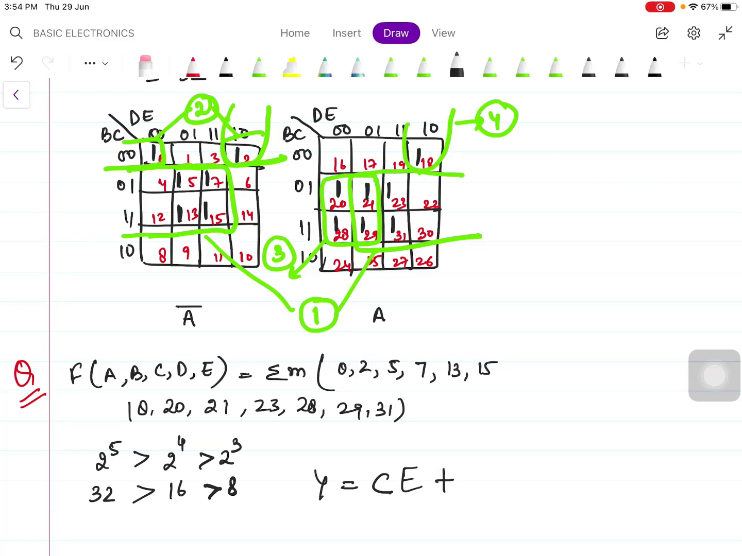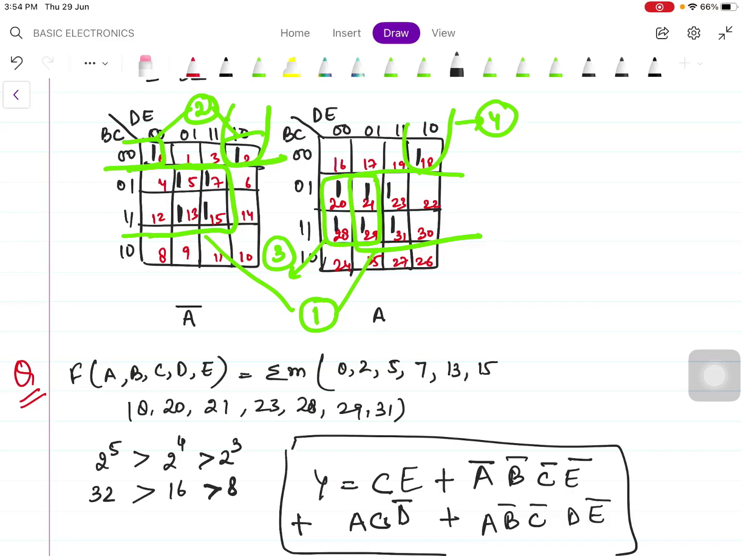Now for the second group, the whole group lies above A bar, so A bar. From BC side, B bar, C bar. From DE side, it's E bar. For the third group, it's A, C, D bar. And for the fourth group, it is A, B bar, C bar, D, E bar. So this is the answer. Please check, verify it, and do let me know if you have any doubts.